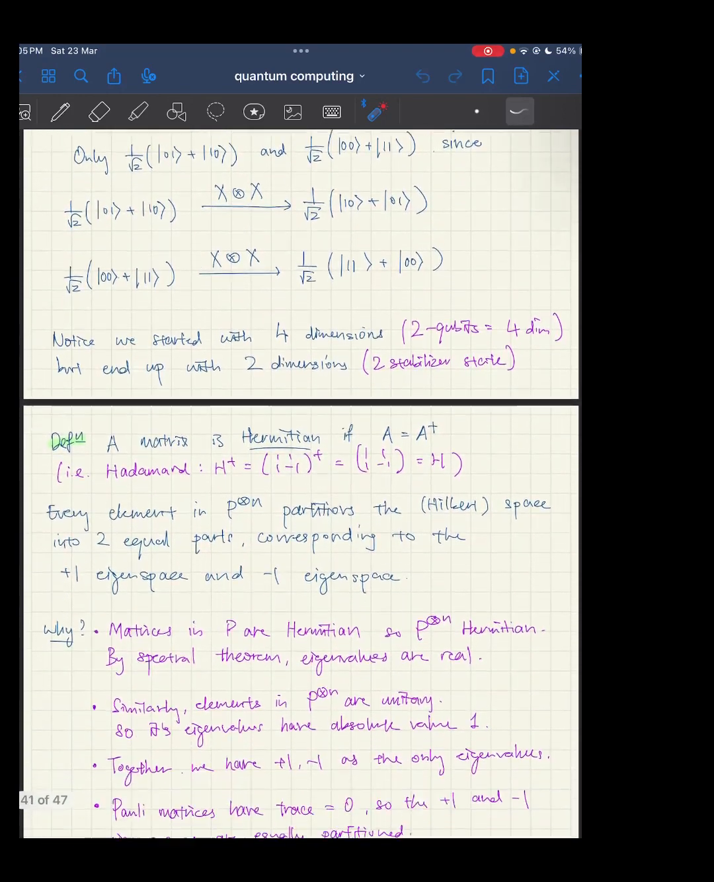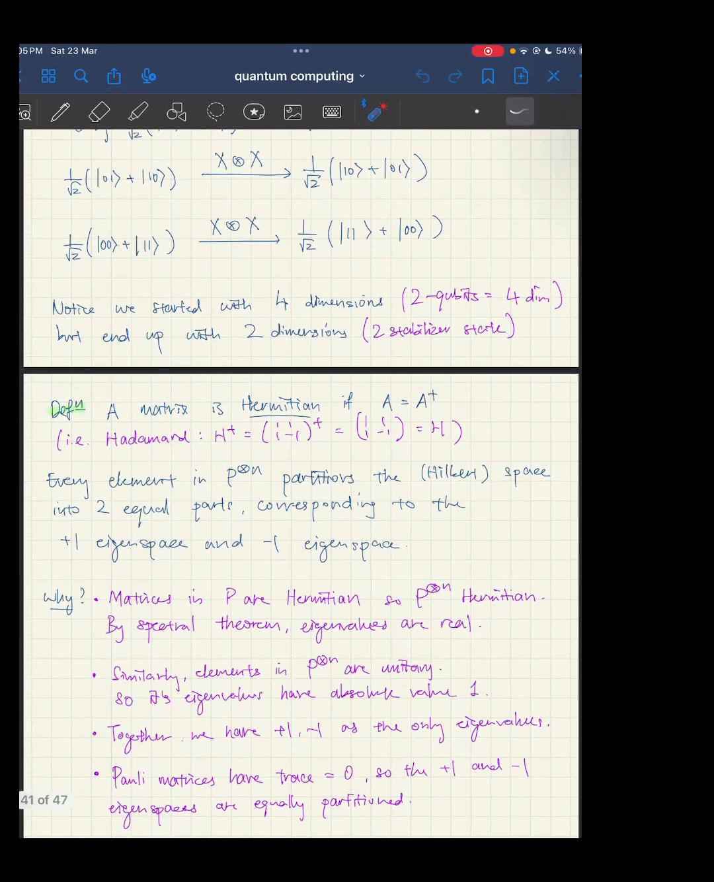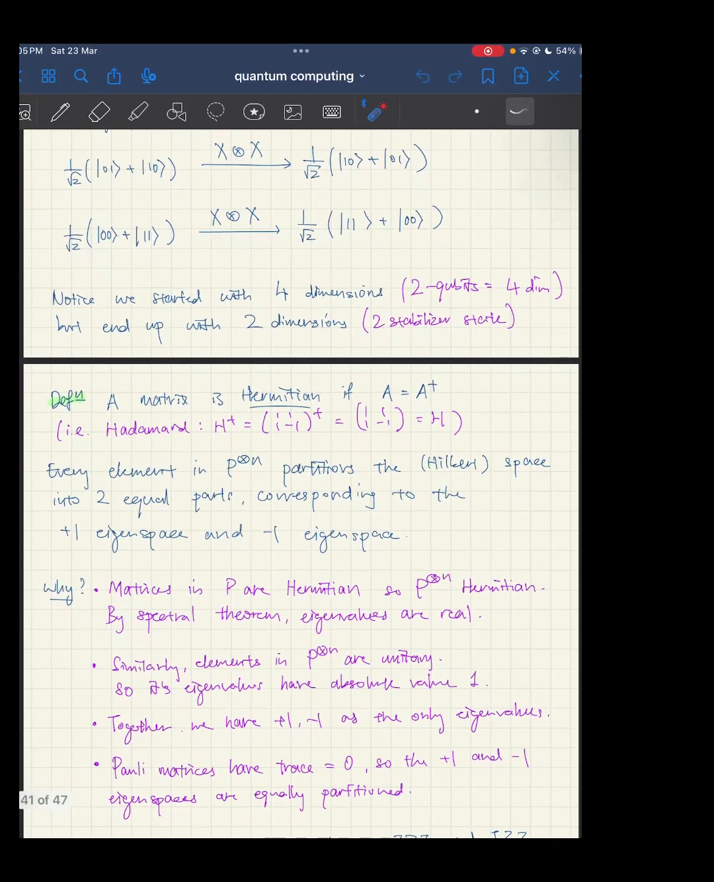Before that, we will just make a small definition of a Hermitian matrix. A Hermitian matrix is basically any matrix that is equal to its conjugate transpose. An example would be Hadamard. If you take the conjugate transpose of Hadamard, you get Hadamard itself, right? And in particular, all the Pauli matrices are Hermitian. We can check them: if you take the conjugate transpose of a NOT gate, you still get a NOT gate. If you take the conjugate transpose of the phase gate, you get the phase gate, and so on.